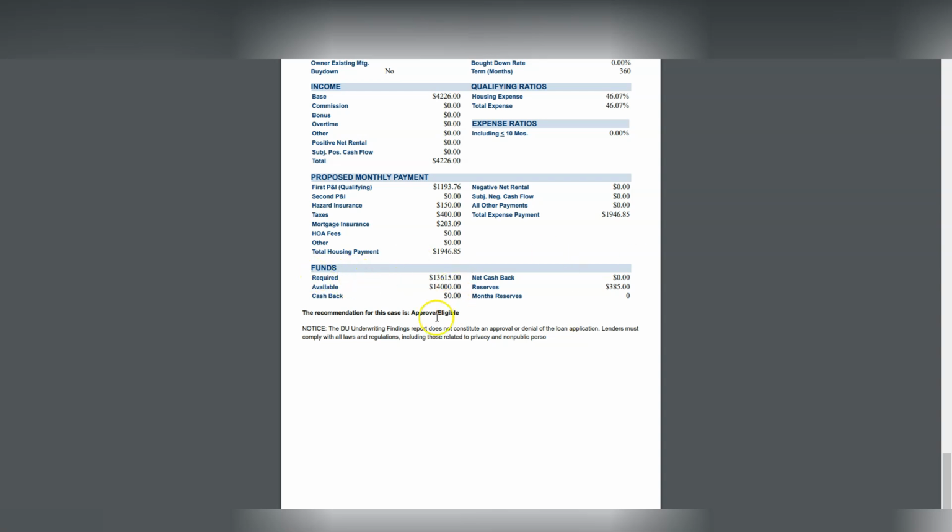This is how you read this area. So basically, this is what the borrower is required to have, $13,615, and what they have, or what they've put on the 1003 that they have in their bank account, is $14,000. Okay, there's no cash back to the borrower. Net cash back, there's no net cash back to the borrower.